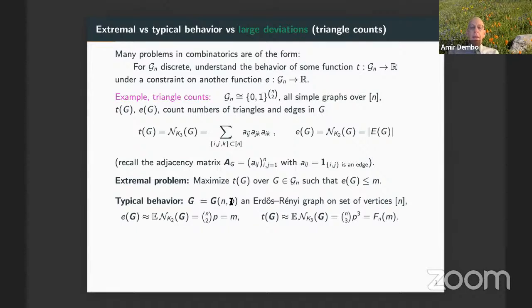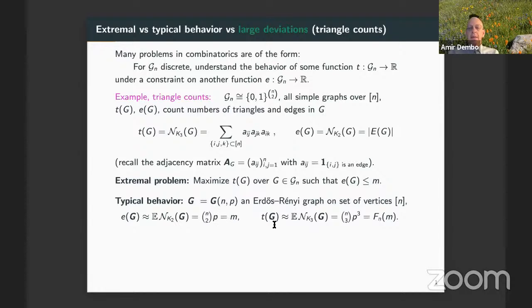And when you do that, the number of triangles and also the number of edges are going to be a sum of many independent or nearly independent things, so they will concentrate extremely well around their expectation. You can easily calculate the expectation. For example, the expected number of edges is just going to be n choose 2 possible edges, each one appearing with probability p. Here I called it m.